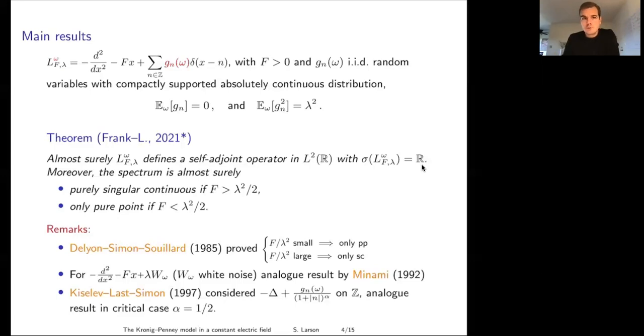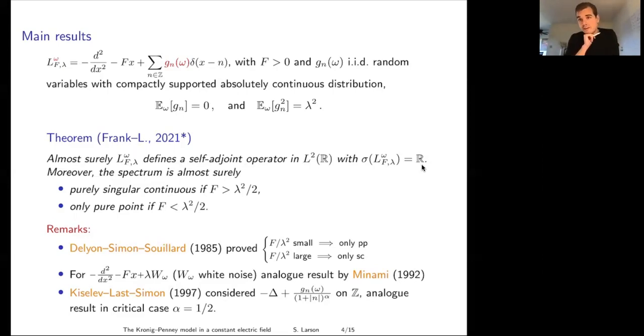Our proof, or the method we use to prove this, is closely related to results proved by Kiselev, Last, and Simon in '97, who were looking at a similar discrete model, where you had the discrete Laplacian plus random variables modulated by some power-like decay, depending on the site. And they proved similar results here in the case when this decay is like 1 over the square root. That's a critical case. There they had a transition in energy from pure point spectrum to singular continuous spectrum.